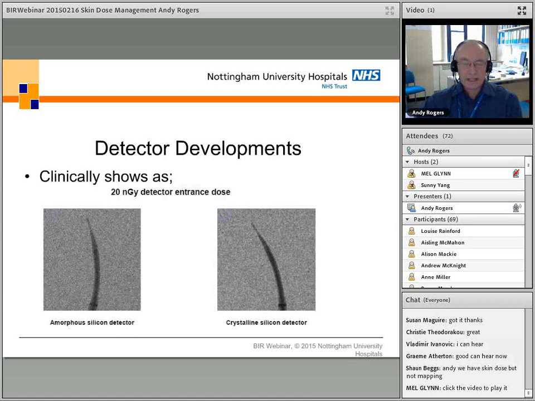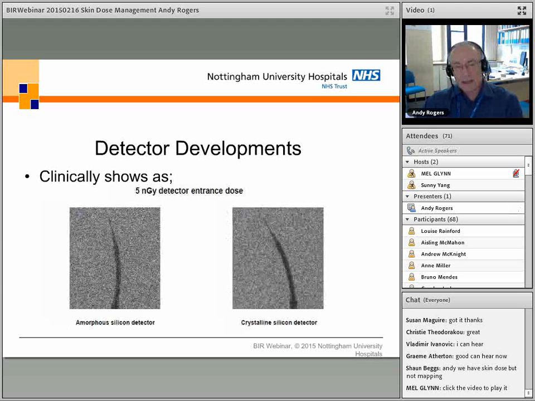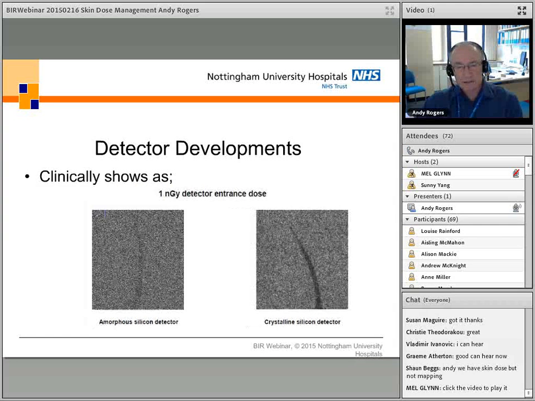So in terms of clinical pictures, these are some pictures from Siemens. What we've got on the left is a standard, presumably a Trixel, and on the right we've got the Canon detector, and this is 20 nanogray. Then we go down to 5, and then we go really low. How low can you go? This is when you start to see the benefit. So you need to go to very low doses to see the benefit of this crystalline silicon detector.